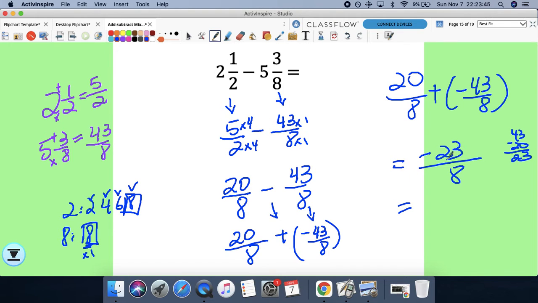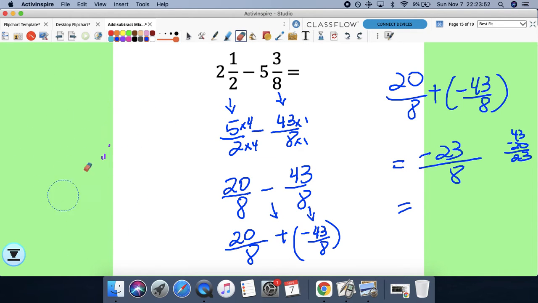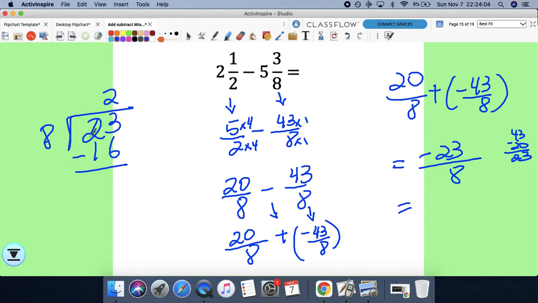We're going to then change this to a mixed number. So let me erase some things over here. We're going to divide 23 divided by 8. Can 8 go into 2? No. Can 8 go into 23? Yes, 2 times, which is 16. Subtract: 23 minus 16 is 7. So there's a little remainder, and negative 23 over 8 is negative 2. How many left over? 7 over 8.